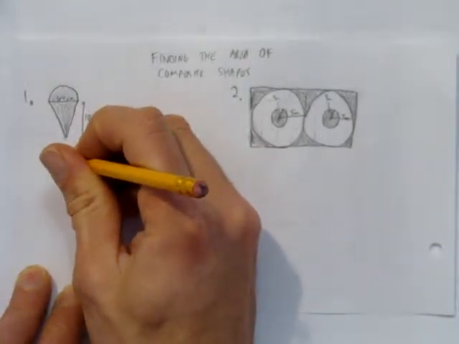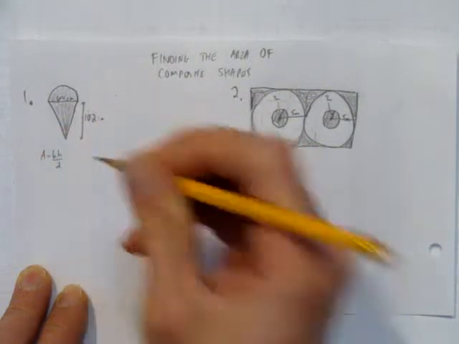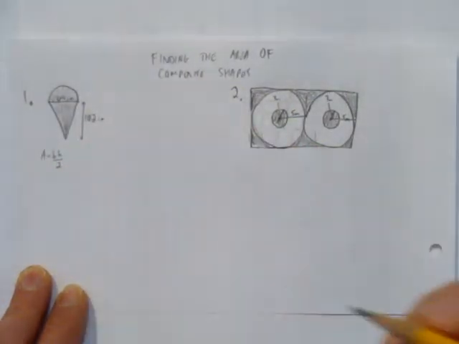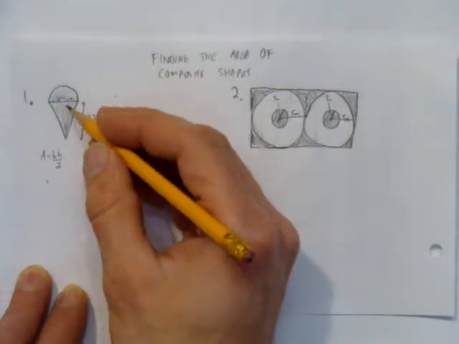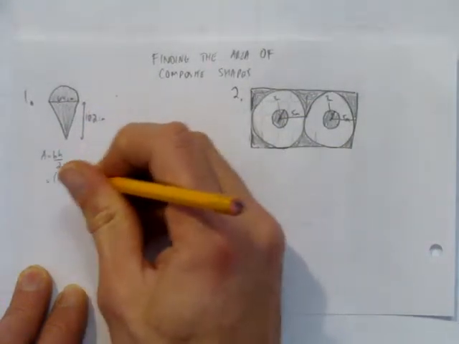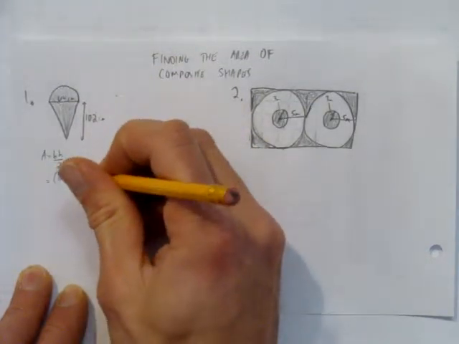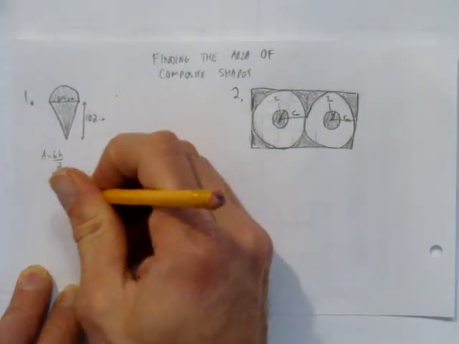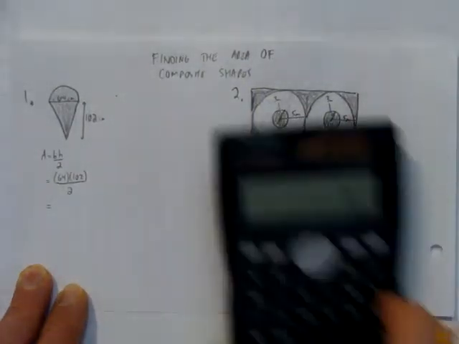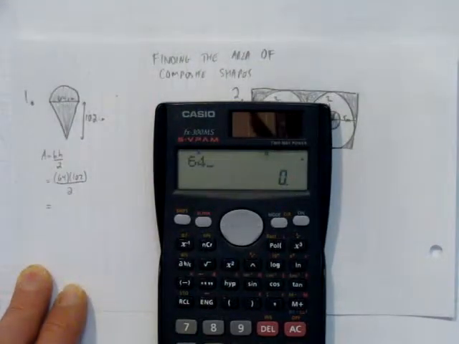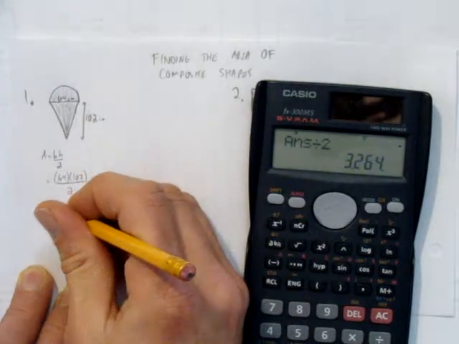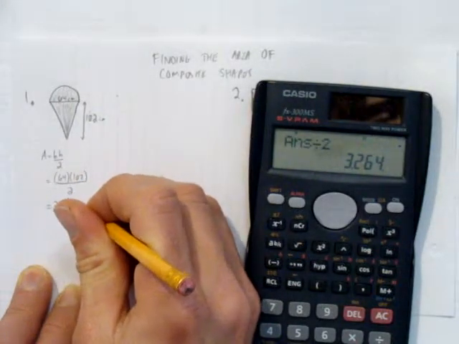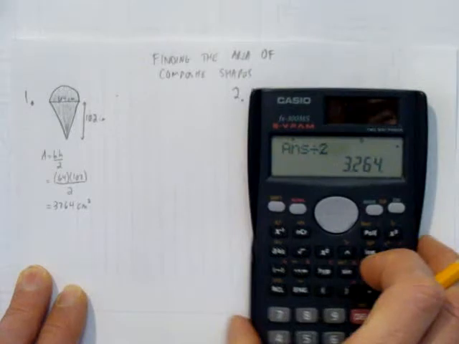The area of a triangle from your formula sheet is a half base times height, or base times height divided by 2. So we sub in the base of the triangle, which here says 64 centimeters, times the height, which is 102 centimeters, and divide by 2. We can do the rest of that work on our calculator. 64 times 102 divided by 2. We get 3,264. The units are centimeters squared because it's area.